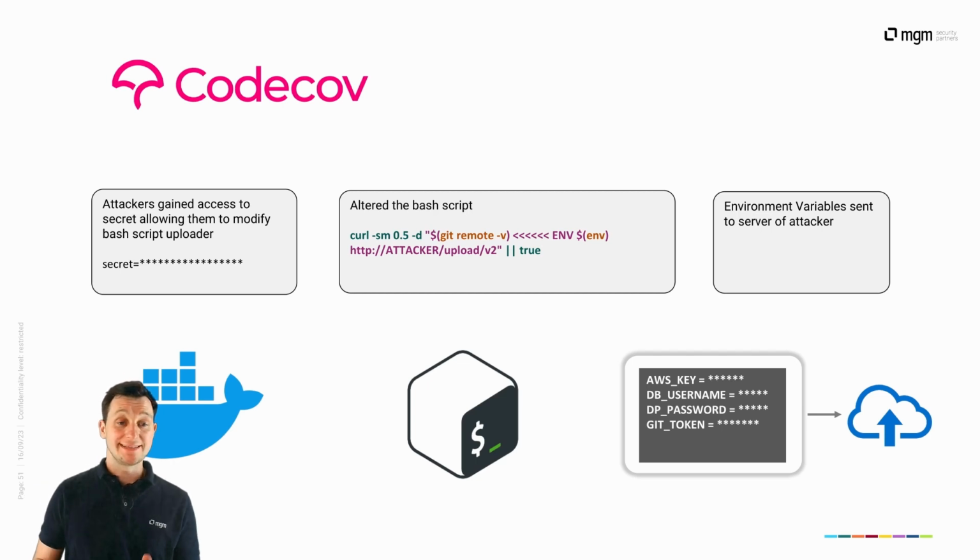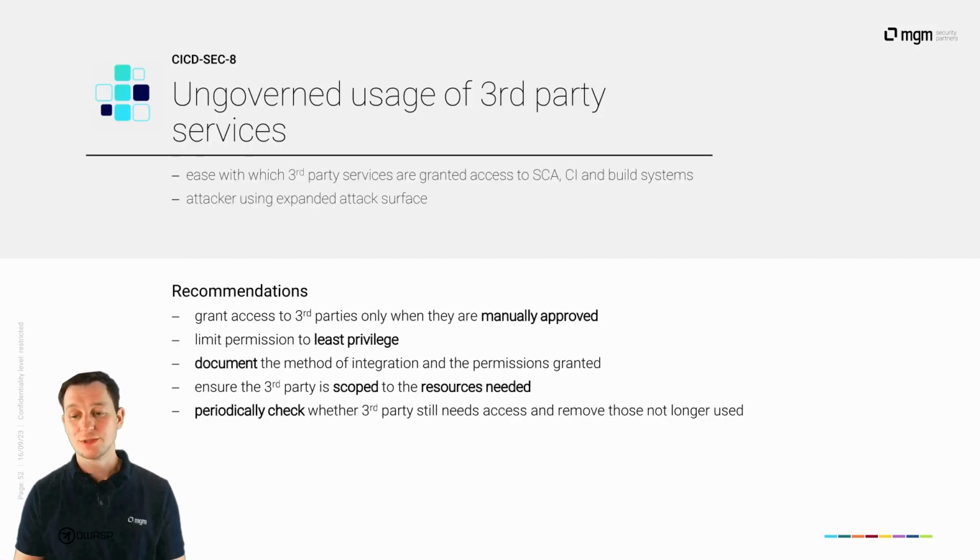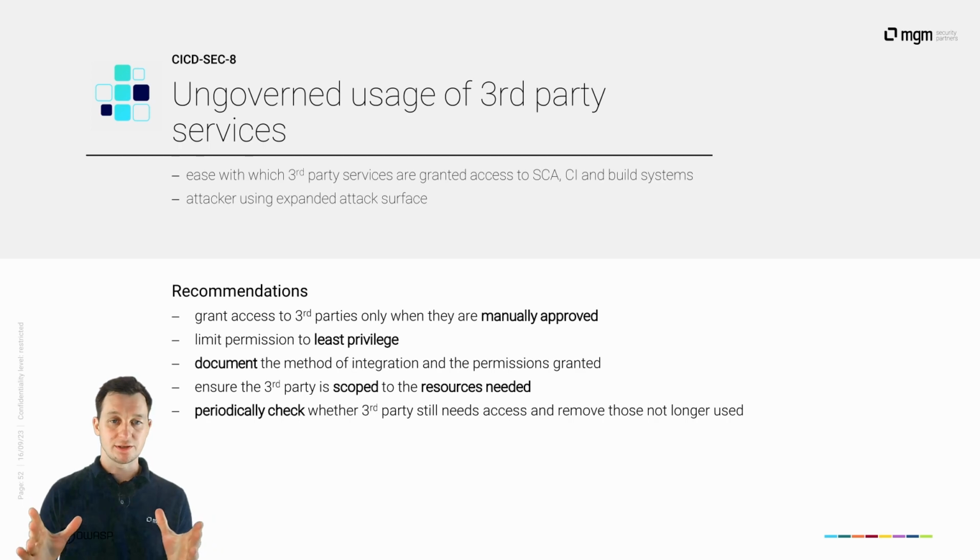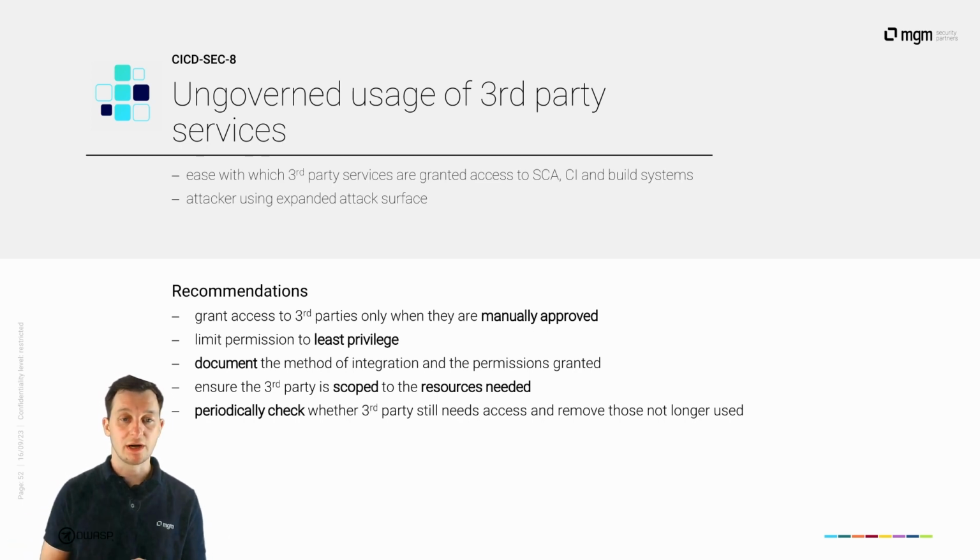So what we could sum it up as, or under which phrase we could sum it up, is ungoverned usage of third-party components or services. The idea is that it is pretty easy to use third-party services, and we grant them access to our source code management systems, CI environments, build systems, whatever. And this expands the attack surface to our company infrastructure.